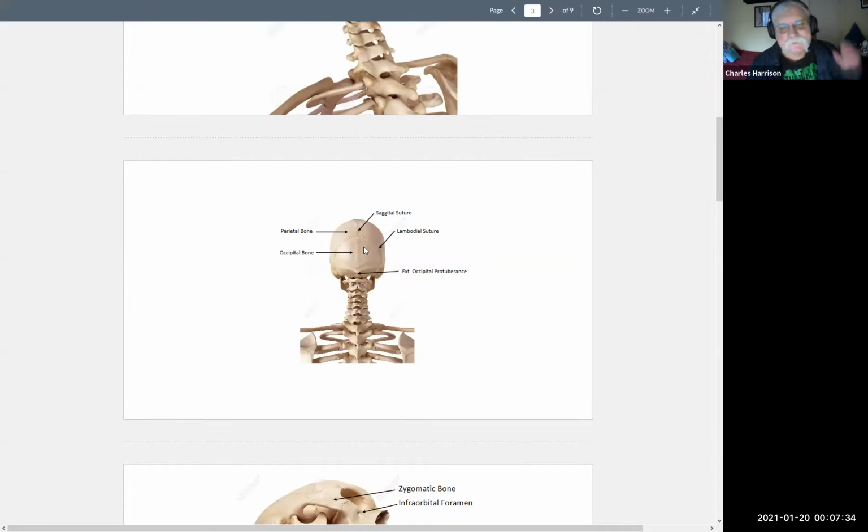And then at the base of your skull is your occipital bone, with that bump at the back of your head, the external occipital protuberance.